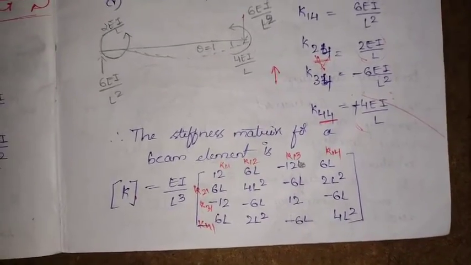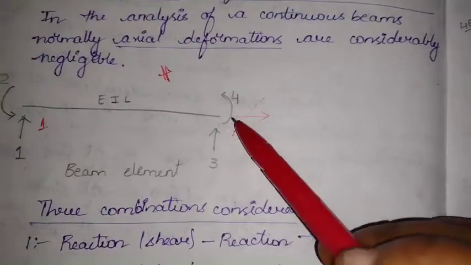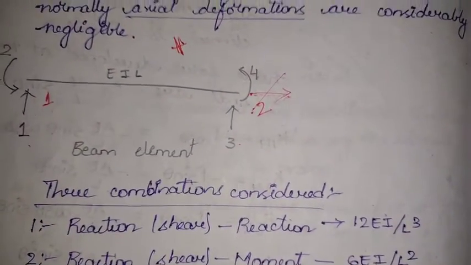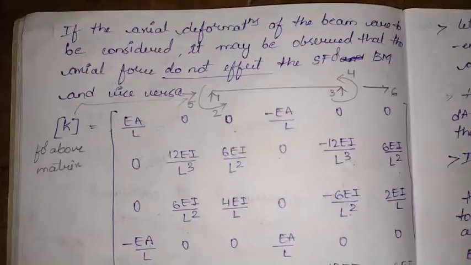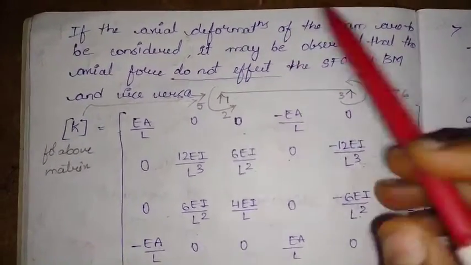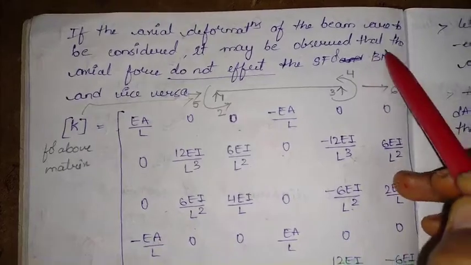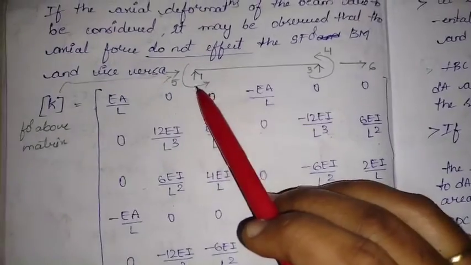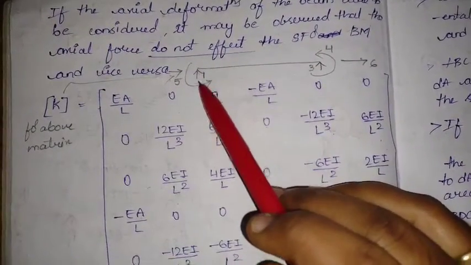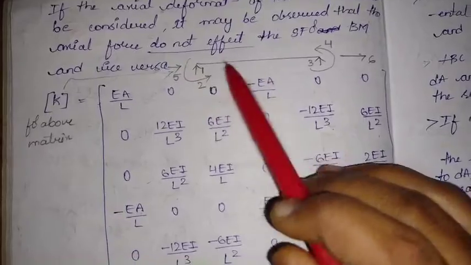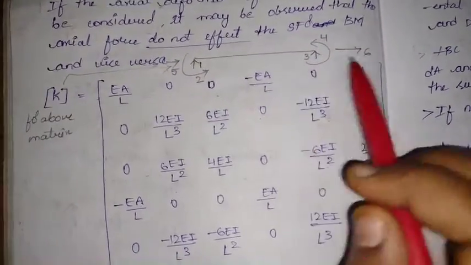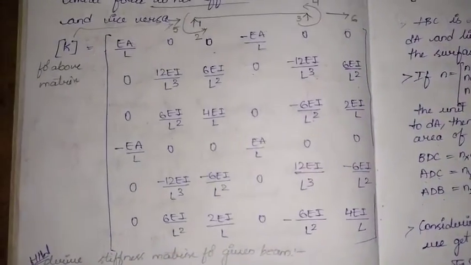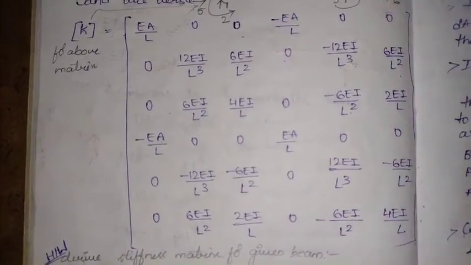But here we have not considered the axial deformations. We say that the axial deformations are almost negligible, but if we had to consider that, what would be the stiffness matrix? If the axial deformations of the beam are to be considered, it may be observed that the two axial forces do not affect the shear force or bending moment and vice versa. This is the diagram we have considered. We have taken again the positive ones as upward and the anti-clockwise movements, but the axial deformations in the right hand side direction. So for the above matrix, this would be the stiffness matrix equation.